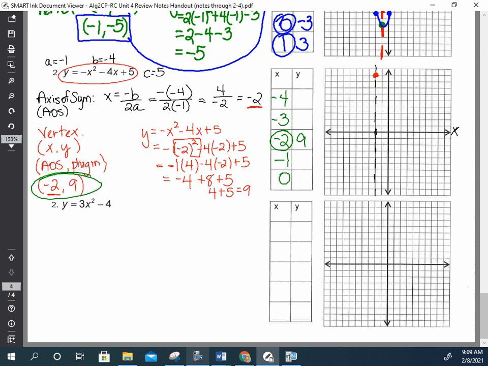Now let's let the calculator do some work. Again, for those of you who do not have the graphing calculator app, in the chat I did put the app that you can use to download to your Chromebook. I just put it back in the chat so that you can download it.